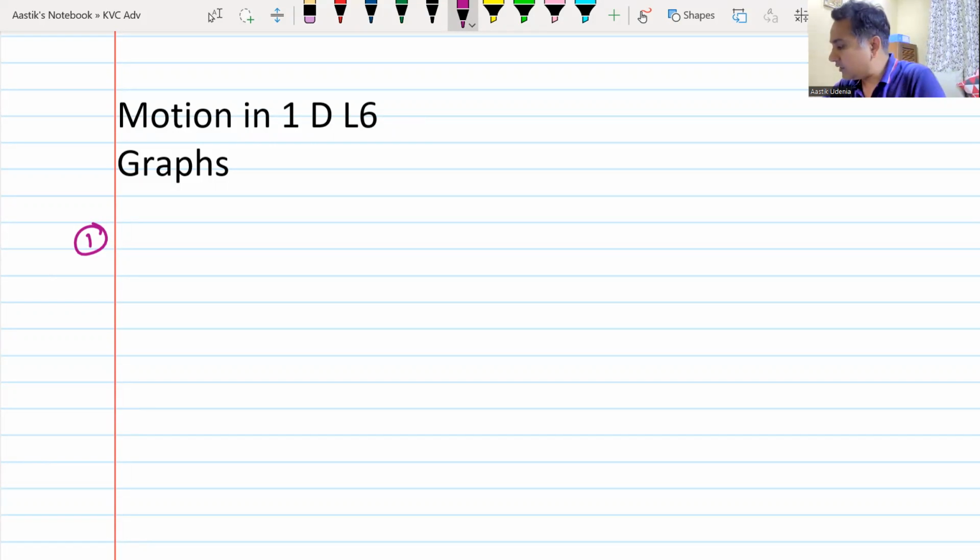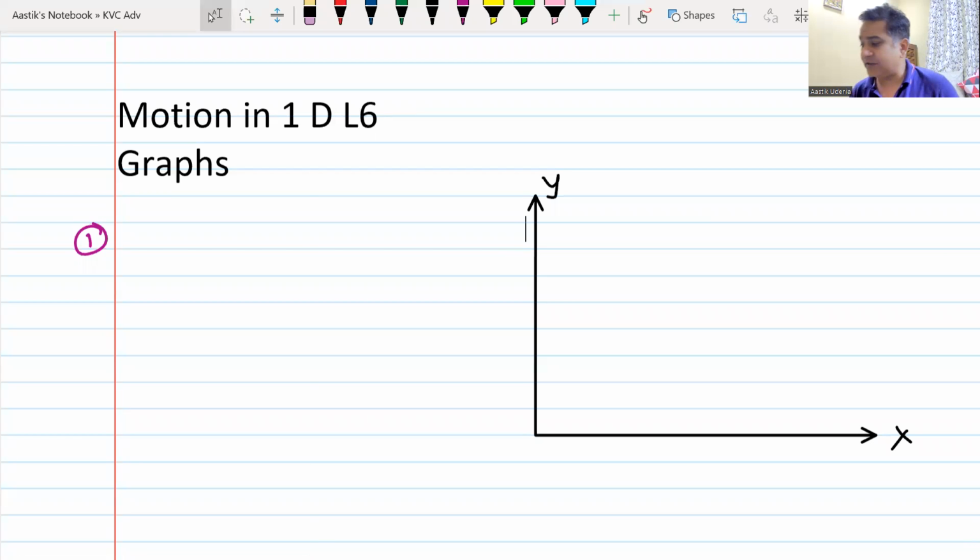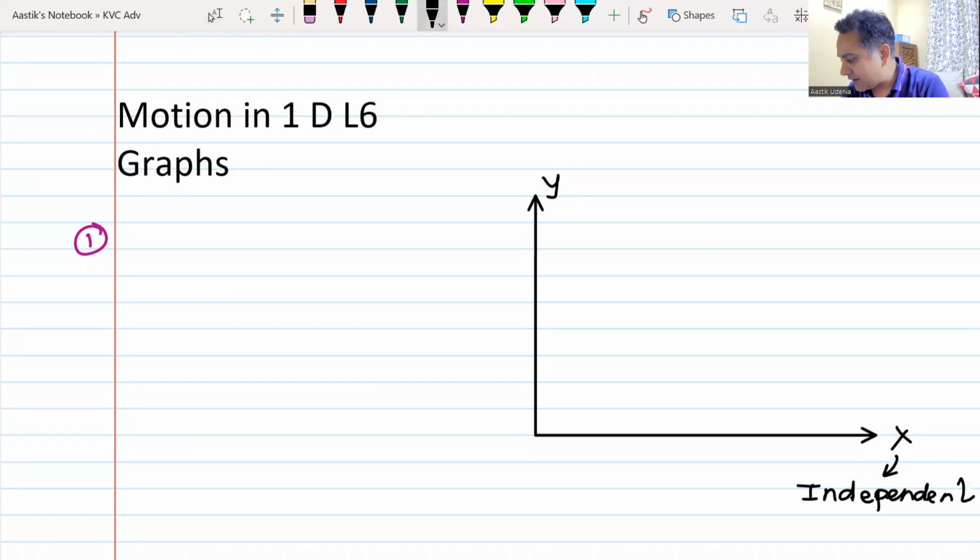Oops, I can't draw a good graph here. Let me try it again. Yes. Now every graph has at least two axes. One is the x-axis, the other one is the y-axis. Whenever we are talking about graphs, we are talking about the x-axis and the y-axis. Here, this x-axis is known as the independent variable. I hope you know this.